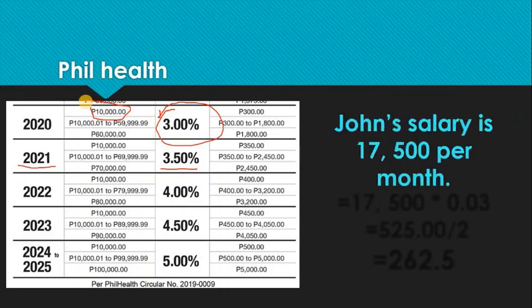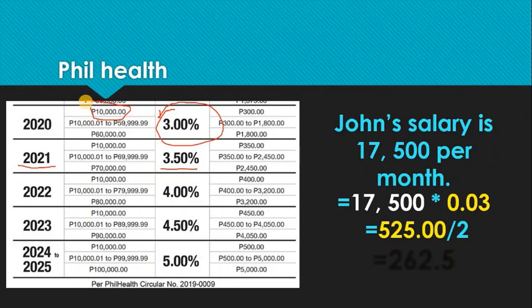So how does it work? Example, John's salary is 17,500 per month. In this video, we are focusing on the premium PhilHealth contribution. So again, it should be 3% of your salary, meaning 17,500 times 0.03. The result here is 525.00.